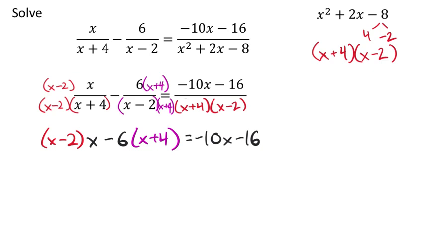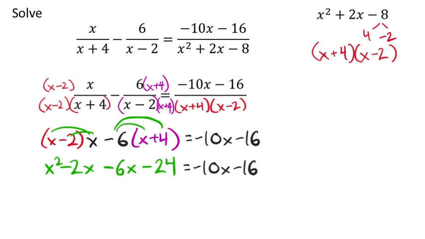So let's distribute the x. x times x would be x squared. And then x times negative 2 would be negative 2x. So that's the first distribution. Again, negative 6 times x would be negative 6x, but also negative 6 times 4, which would be negative 24. And this still equals negative 10x minus 16. Are there any like terms that I can combine? Sure is. I've got negative 2x and negative 6x, which would be negative 8x. So I've got x squared still, and then negative 24, and this still equals negative 10x minus 16.